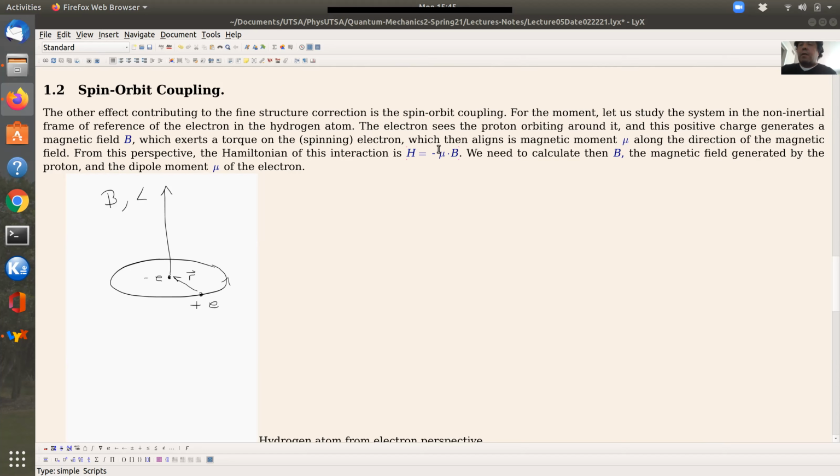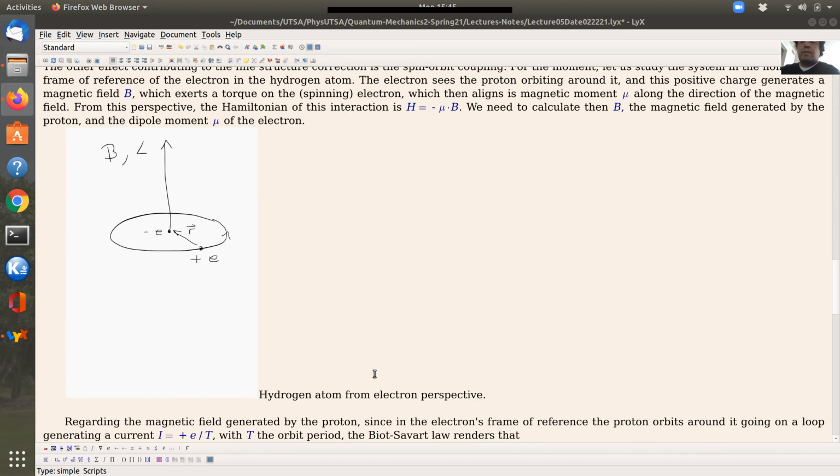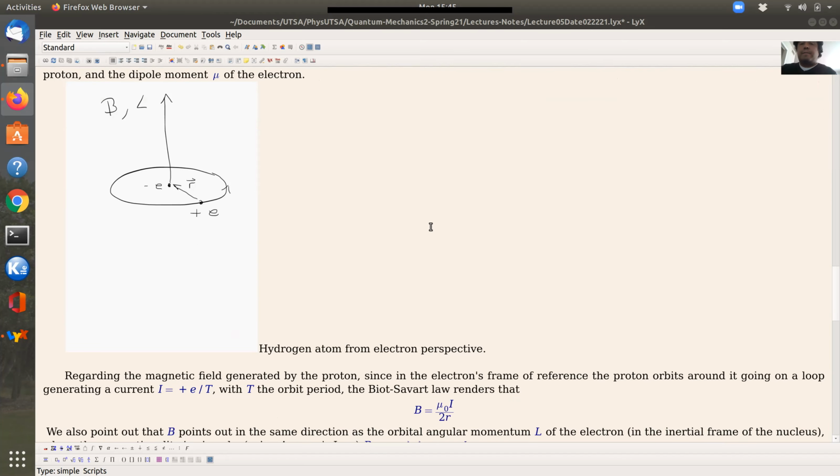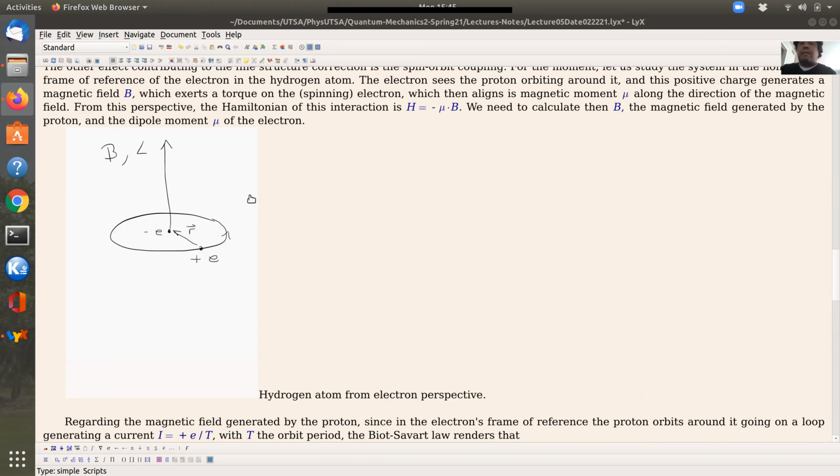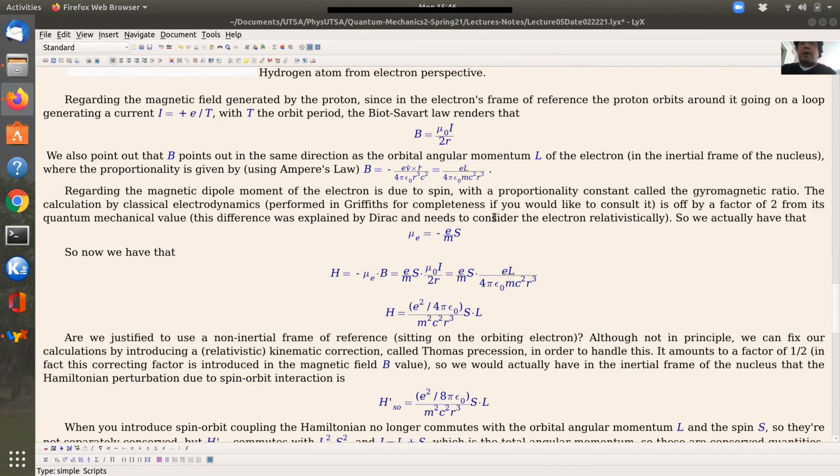And so we need to calculate this in order to have a quantitative measure of the perturbation Hamiltonian. Of course, this is a caricature picture. This is the hydrogen atom from the perspective of the electron. So the electron is sitting in the center in this non-inertial frame of reference. It sees the proton orbiting around, and this is the direction of the magnetic field, and also the direction of the angular momentum.